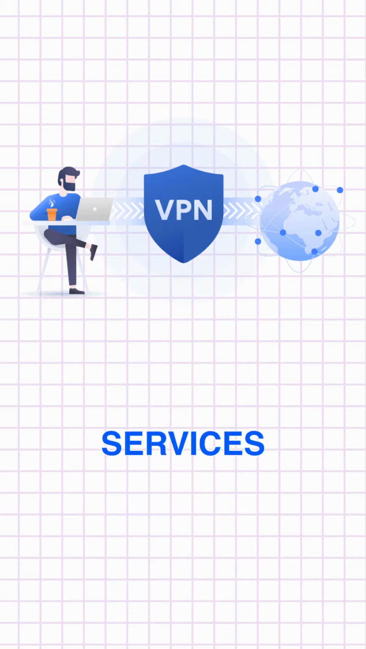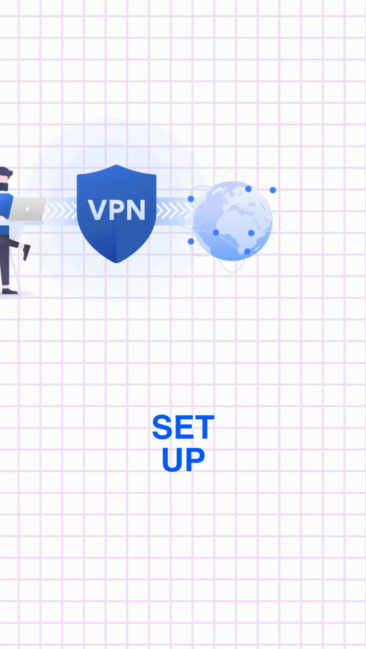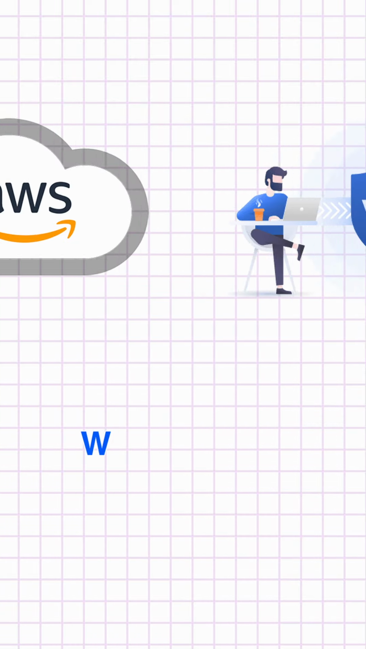Why use VPN services such as Surfshark or NordVPN when you can run your own? Let's see how to set up our own VPN on AWS using WireGuard. Part 1. Step 1. Create an EC2 instance.